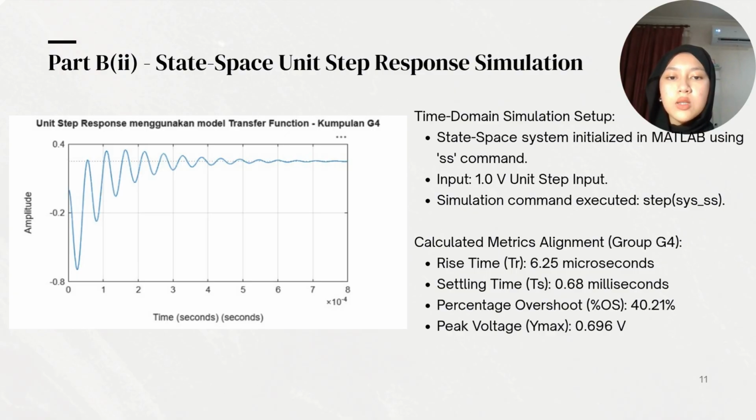The rise time Tr is incredibly fast at 6.25 microseconds. The settling time Ts takes about 0.68 milliseconds. We observe a noticeable oscillation with a percentage overshoot of 40.21%. This results in a peak voltage Ymax of 0.696 V before the system dampens out and stabilizes.